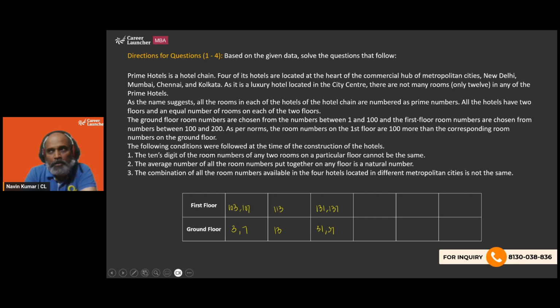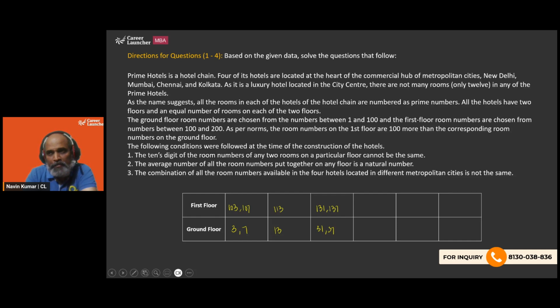In the 40s, 41 is a prime number, 141 is not, divisible by 3. 43 is a prime number, 143 is not, divisible by 11. 47 is a prime number, 147 is not, again divisible by 3. So nothing in the 140s.